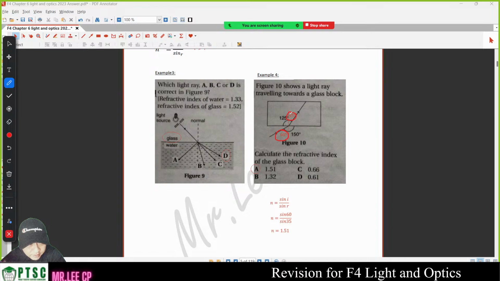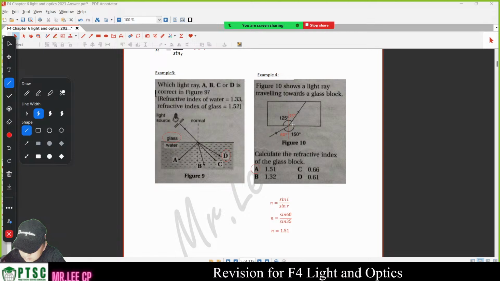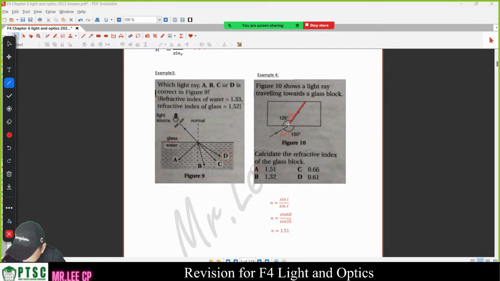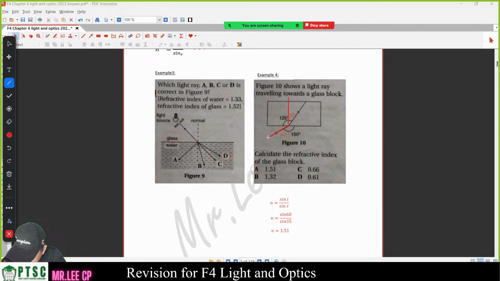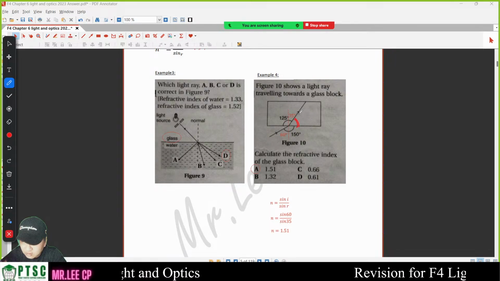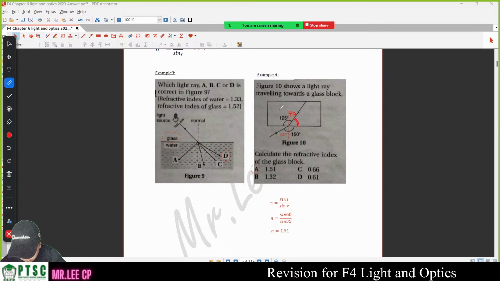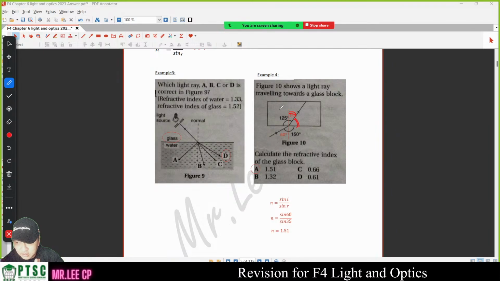So make sure you know the angle must be bounded. This angle must be bounded between the ray and the normal. You cannot take the angle from the line to the surface, no, it is the angle from the line to the normal. I don't care whether it is incident or reflected, but the angle that you measure must be between the ray and the normal.